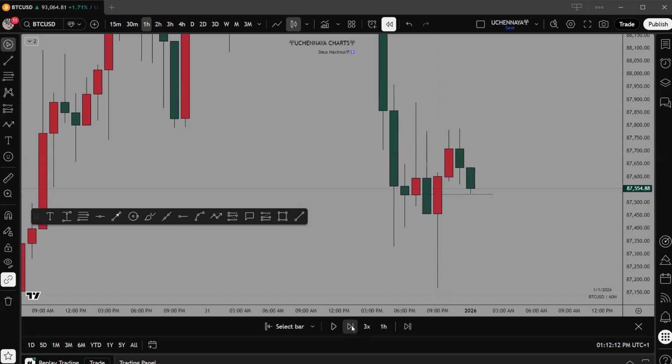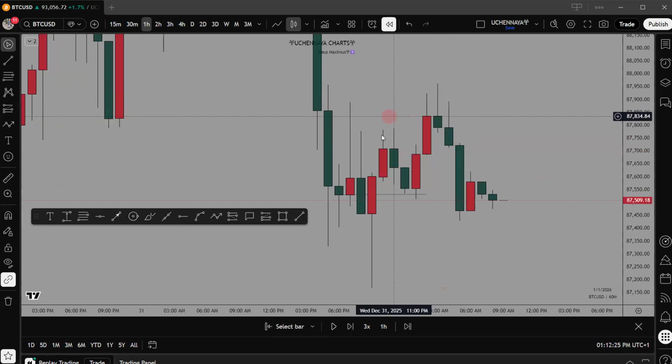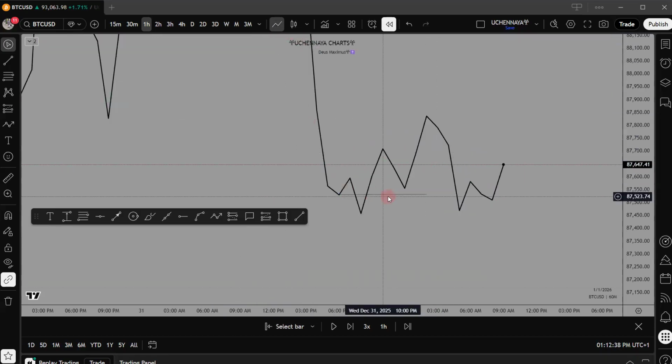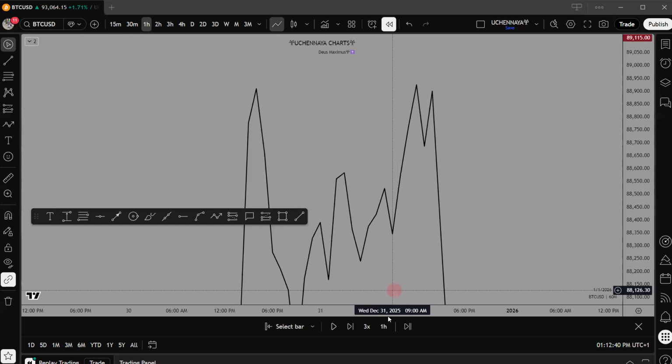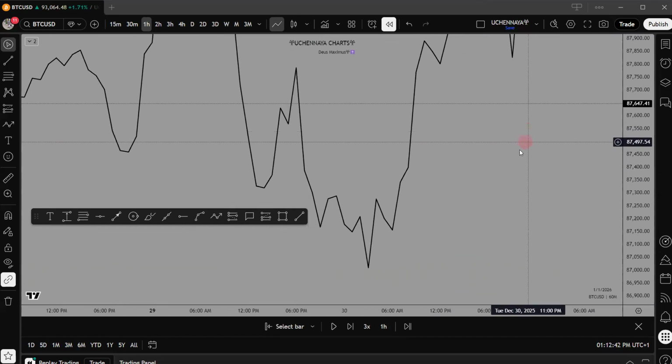Price just comes and taps into it. Do you see it? Price just taps into it and then continues moving all the way up. The target was actually met around here. This should be your target, the high of that structure. So that is what a bullish QML looks like.